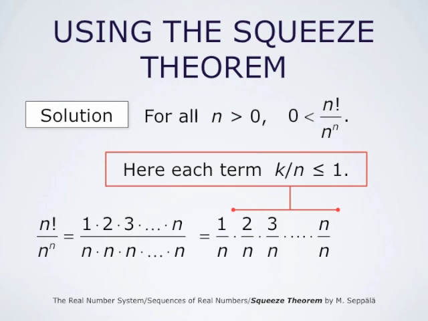So now we observe that each term, 2 divided by n, 3 divided by n, and so forth, all the way up to n divided by n, is at most 1. Each such term is of the form some positive integer k divided by n, and k here is at most n. Therefore, all these terms have the upper limit 1. And this means that n factorial divided by n to the power n is always at most 1 divided by n. It is, of course, always less than 1 divided by n if n is at least 3.